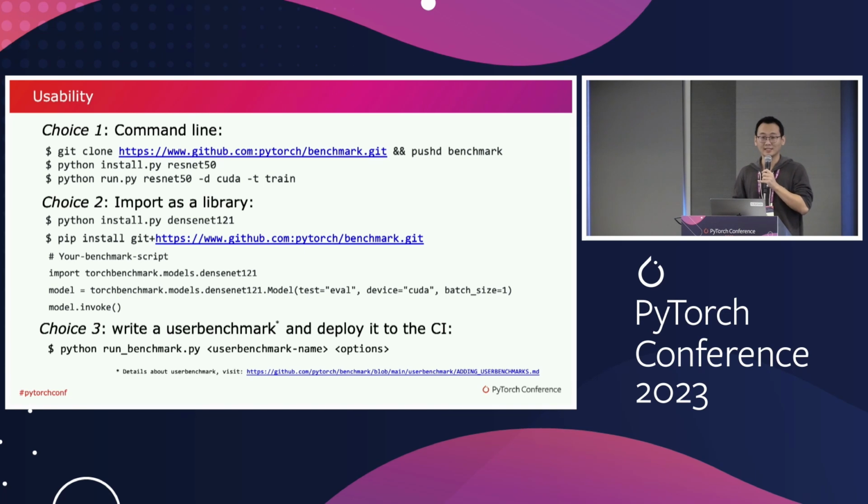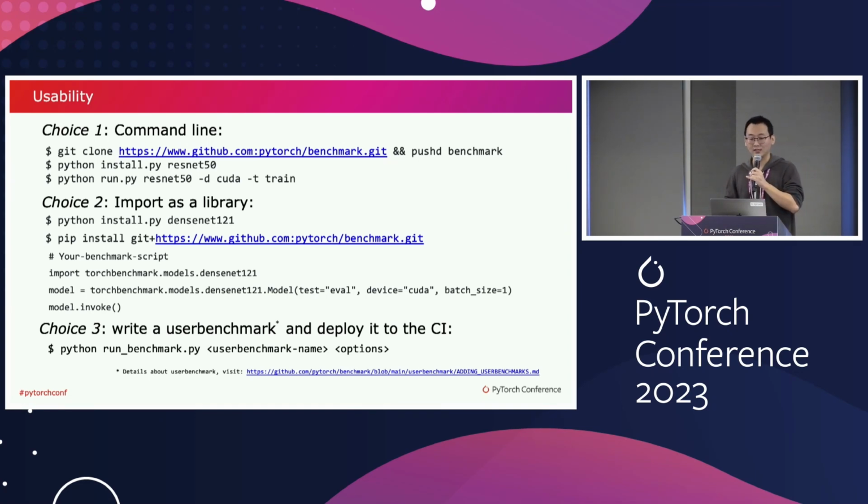Yeah, and the third choice is if you want to go a bit deeper into this framework, and you want to deploy your benchmark into PyTorch CI, right? If you really want us to do integration tests on your model, like on a nightly basis, you can write a user benchmark and make a PR to TorchBench. And this has many benefits. So first, if you deploy it into CI, we will run it continuously on a nightly basis to make sure it works on the nightly PyTorch release.